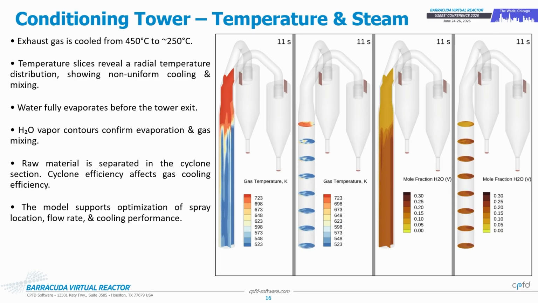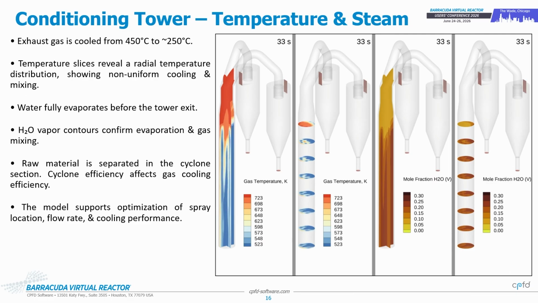Okay, so here we are looking at some qualitative results. We are looking at gas temperature in the first two frames, and then we are looking at the steam mole fractions. Here, the key idea is that hot flue gases are coming in at about 450 degrees Celsius. There are water nozzles taking heat away from the gases, and the gases are getting cooled to about 250 degrees Celsius.